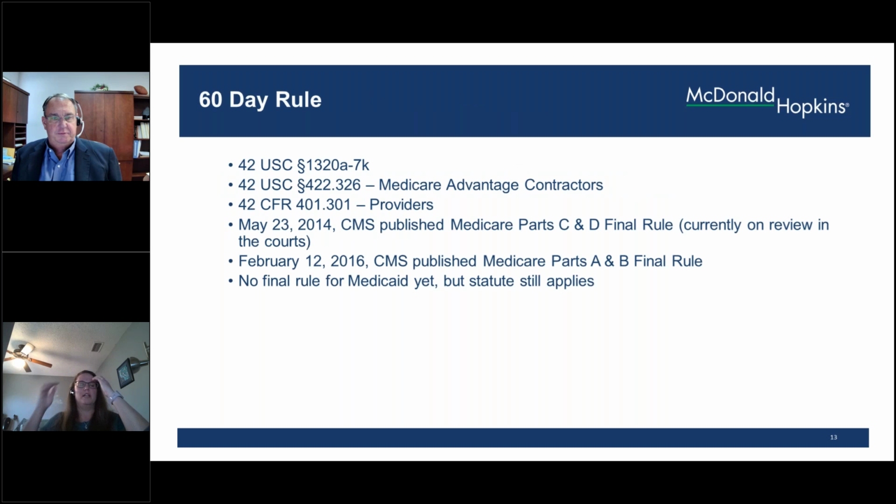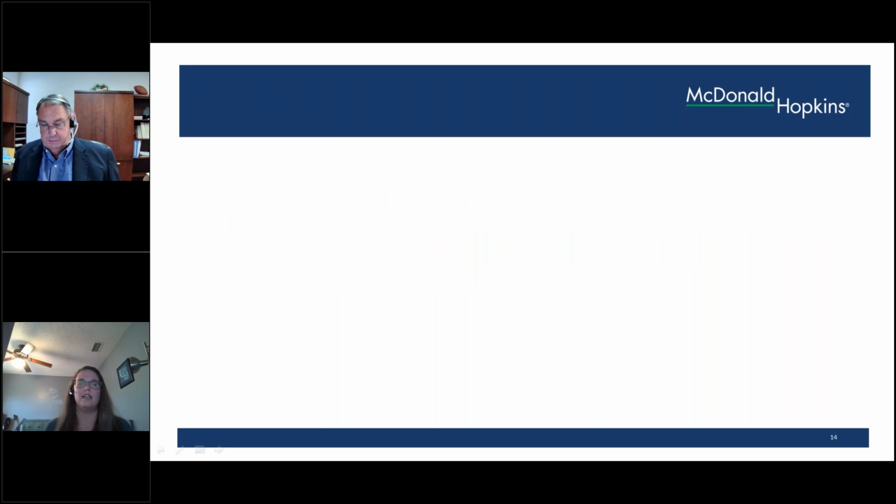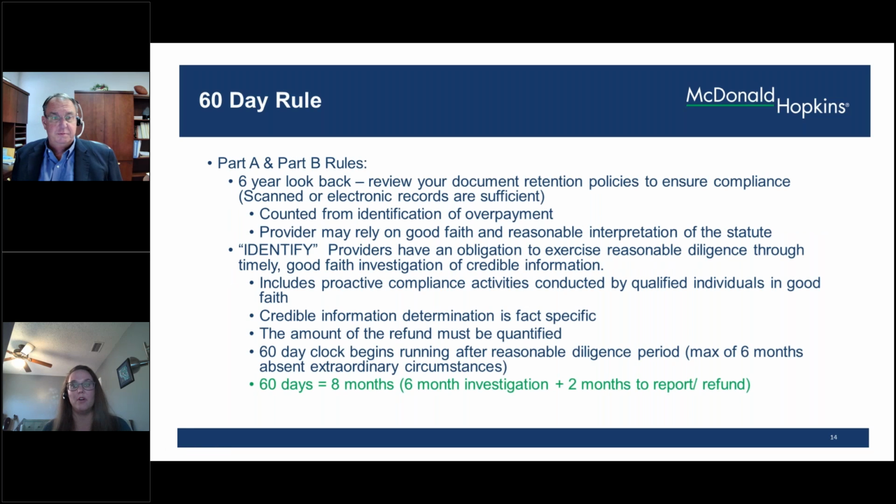So aside from medical records requests, this is something else that I think is really overlooked. This slide has the authority and the citations for this 60-day rule, so we can go ahead and move to the next slide. In my practice, I am often surprised when I hear that providers are not aware of the 60-day rule, haven't heard of it. It's also called the reverse false claims rule. It is surprising to me because it imposes really significant liability on a provider if ignored.